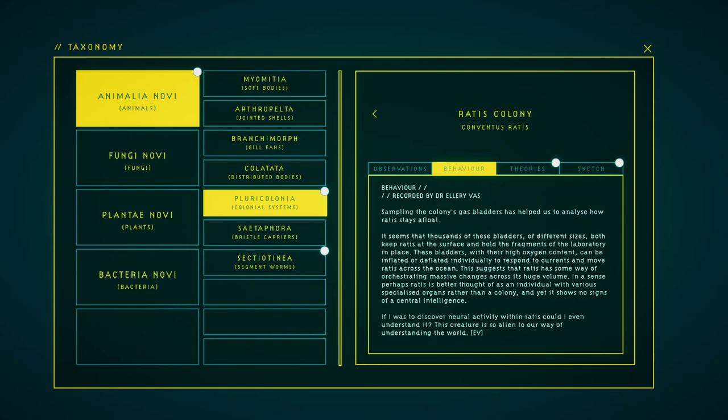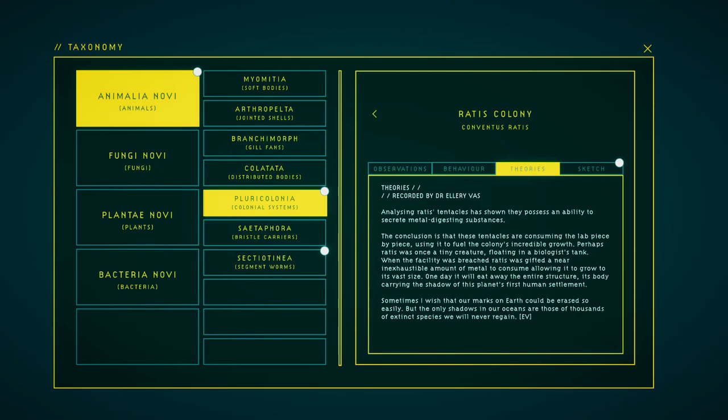In a sense, perhaps Raptis is better thought of as an individual without very specialized organs rather than a colony, and yet it shows no signs of a central intelligence. If I was to discover neural activity within Raptis, could I even understand it? This creature is so alien to our way of understanding the world.